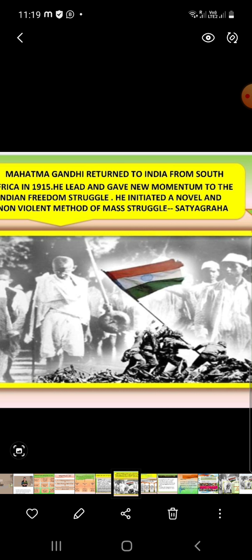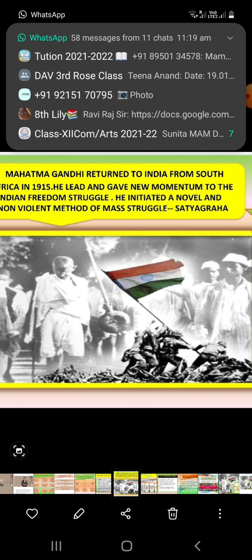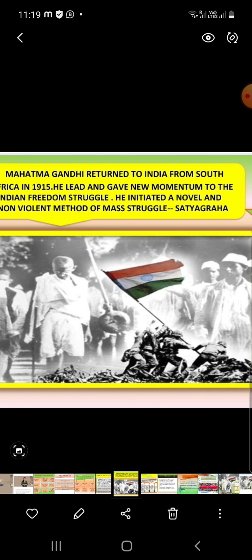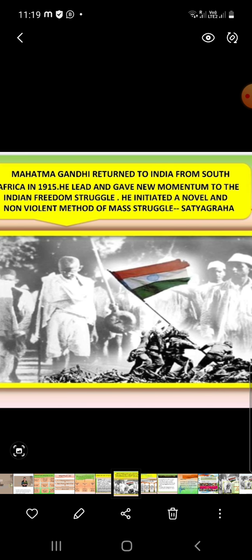Mahatma Gandhi returned to India from South Africa in 1915. He led and gave a new momentum to the Indian freedom struggle. He motivated the people to follow the path of Satyagraha. Satya means truth, Agraha means request. Gandhi ji wanted that the people should follow the path of Satyagraha.